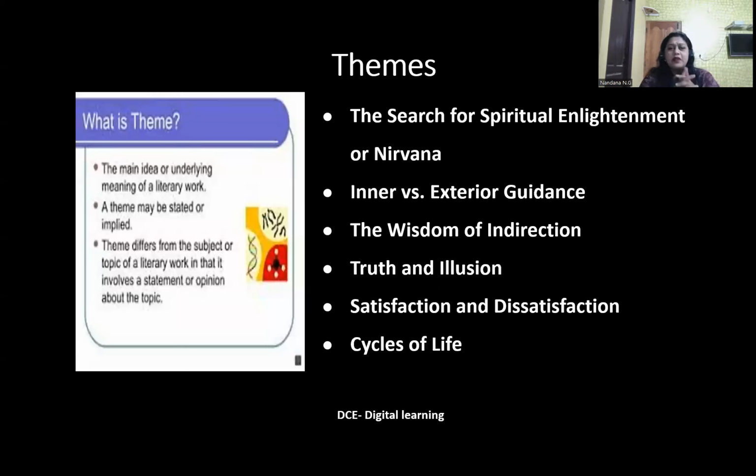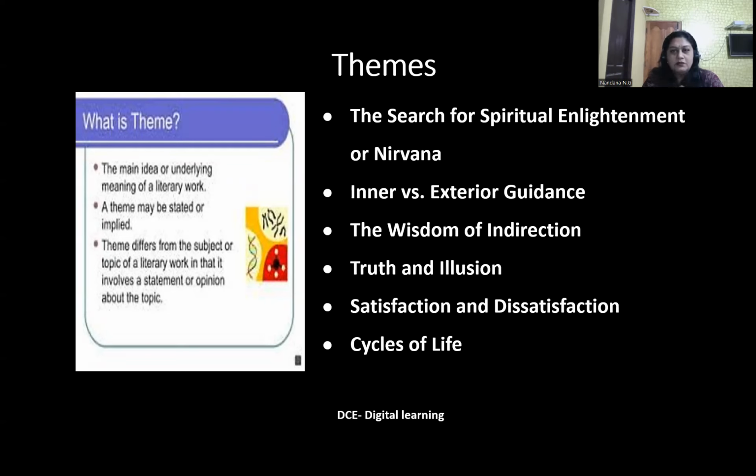Themes. There are many themes that are prevalent throughout the course of the novel. First, let us try to define what a theme is. Theme is the main idea or underlying meaning of a literary work. What is it that it symbolizes? What is the main aspect of the novel? A theme may be stated or implied. At times, the theme is very clear, and in fact the name itself suggests what it is trying to talk about. But then, theme differs from the subject or topic of a literary work in that it involves a statement or opinion about the topic. So, there are multiple themes that are reflected in the novel.